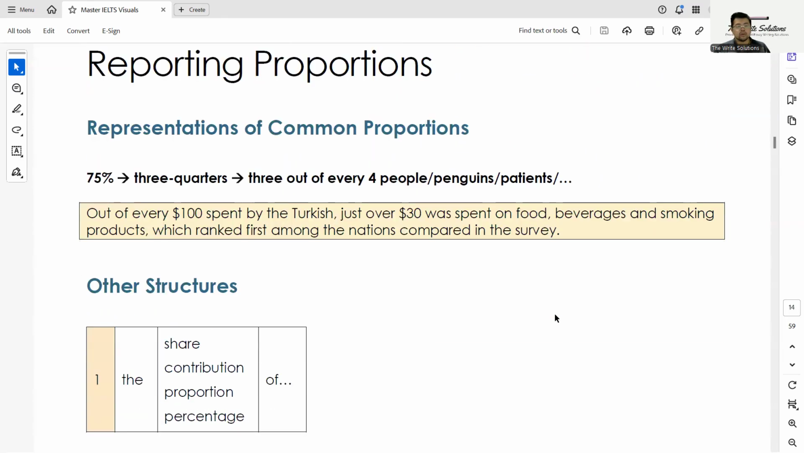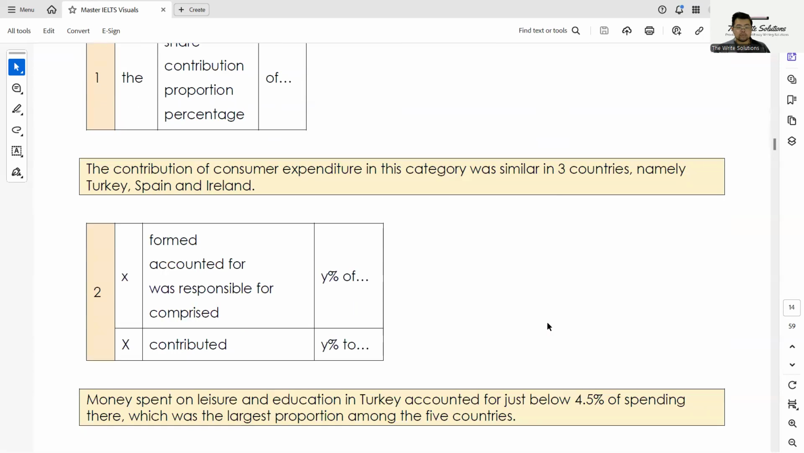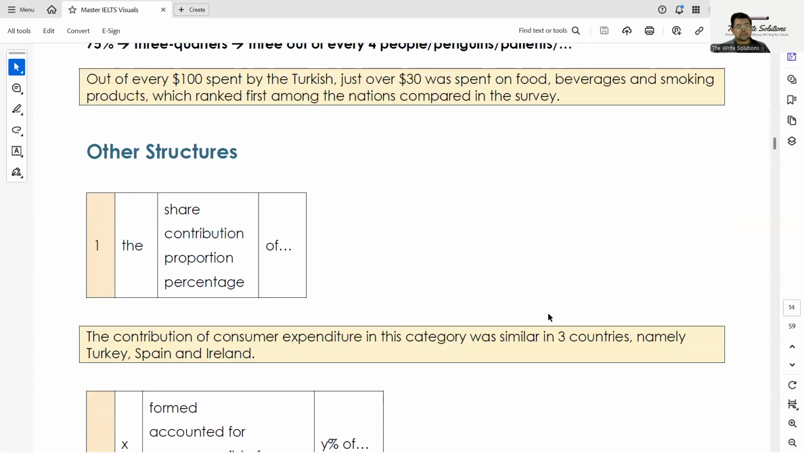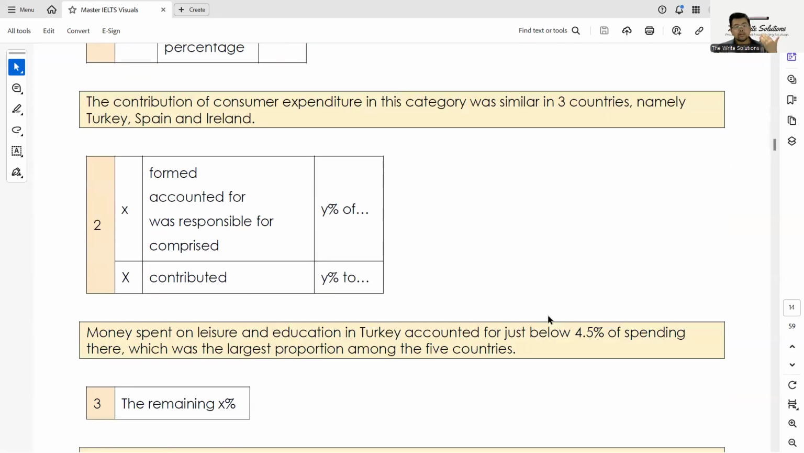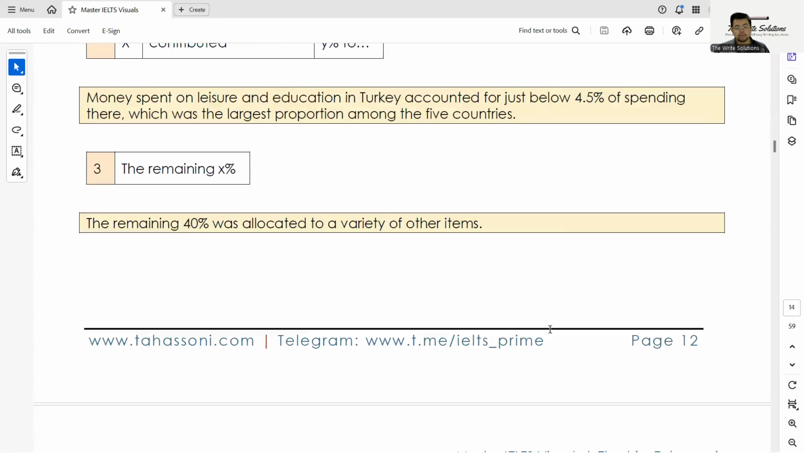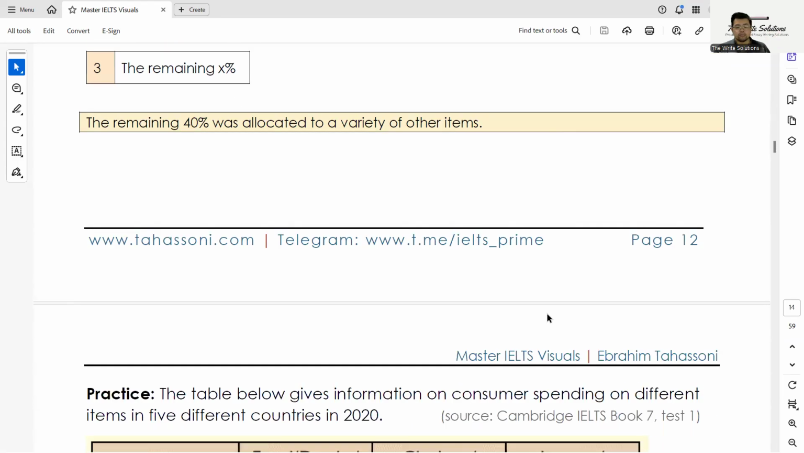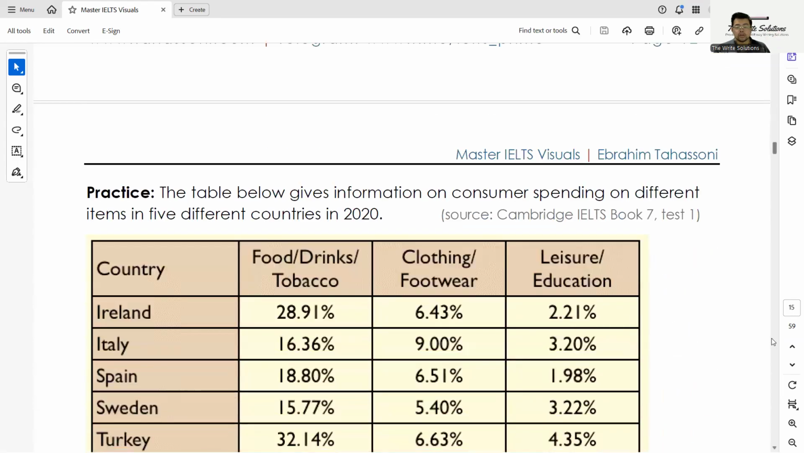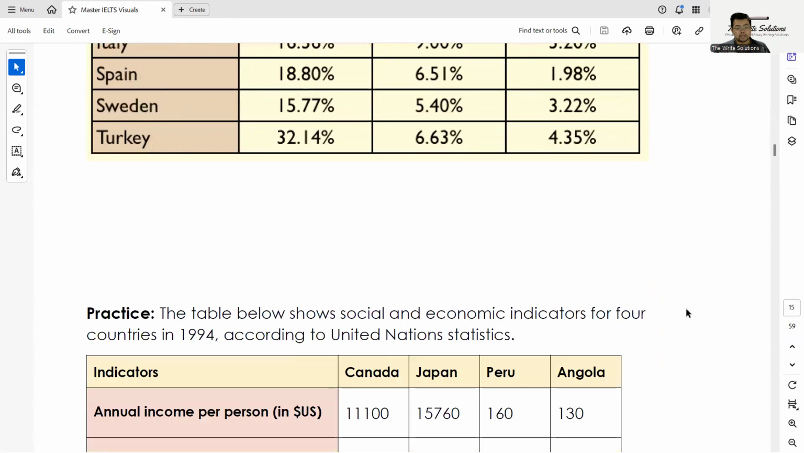Reporting proportions. Representing common proportions: 75% or 3/4. If people are good at math, they'll just do the math. Other structures: the share, contribution, proportion or percentage of; formed, accounted for, was responsible for, comprised, contributed. The remaining 40% was allocated. We're going to talk about this a little bit later.